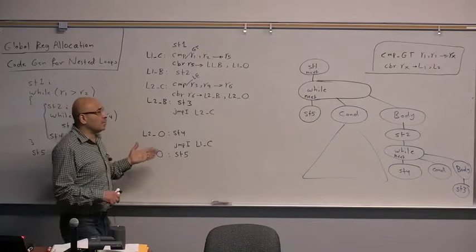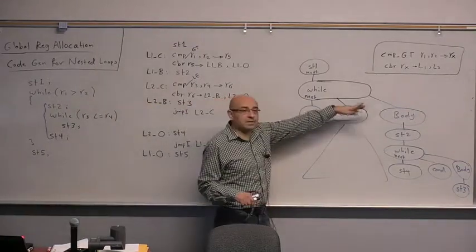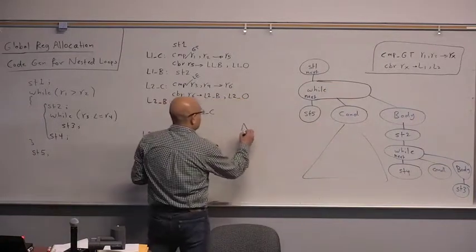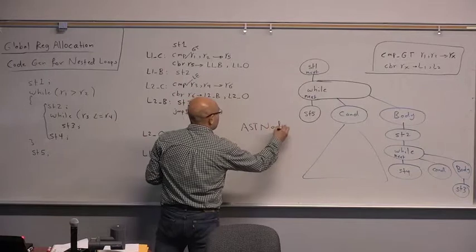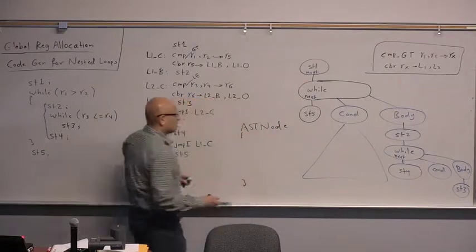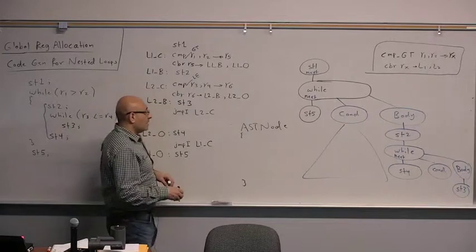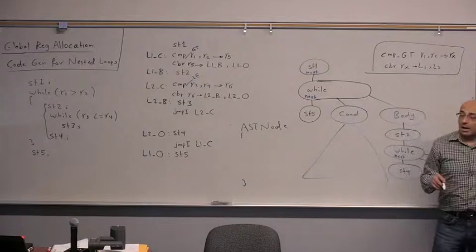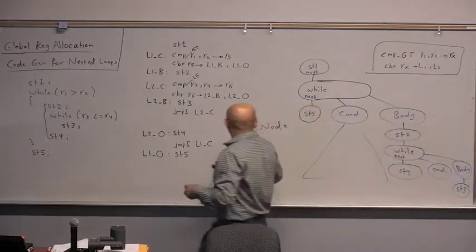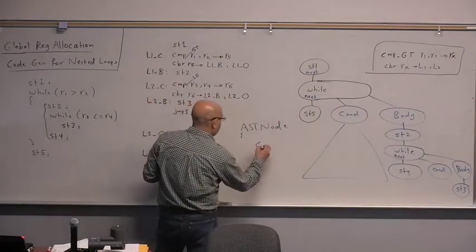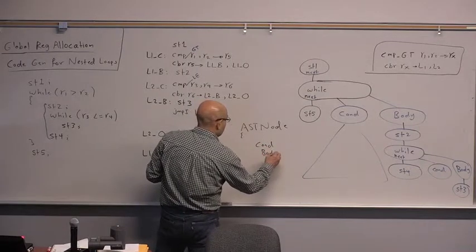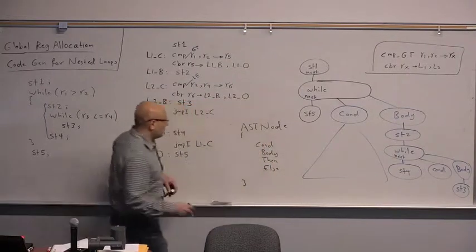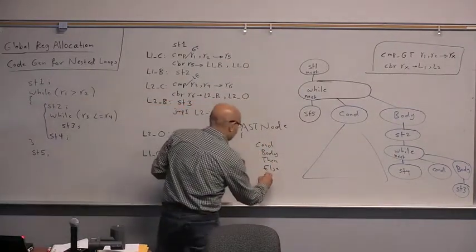How you implement this? The easiest way is to put all of these possible pointers inside of the AST node. So you can make this AST node a class or structure, and you can put everything in it. This would be the easiest but it will not be the most elegant way of structuring this. You just put into it a condition, a body, a then for the if statement, an else, and a next.